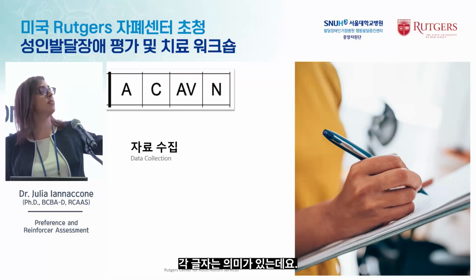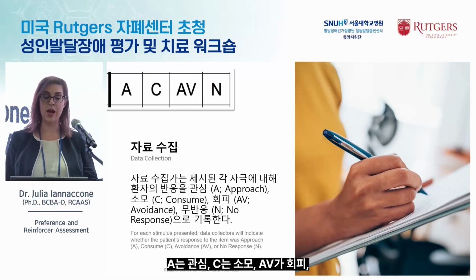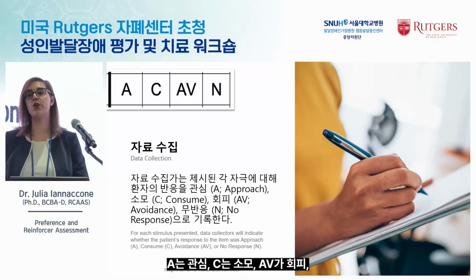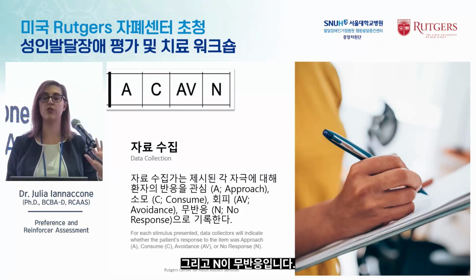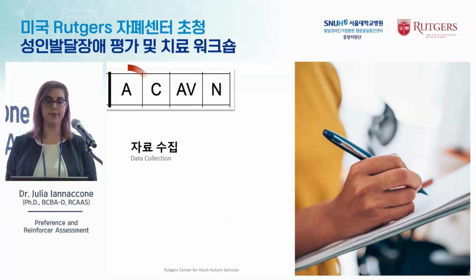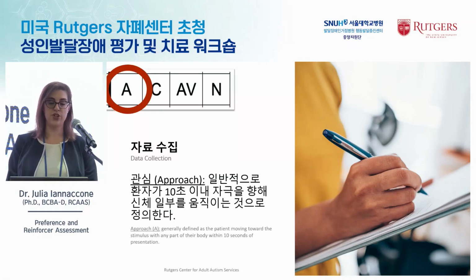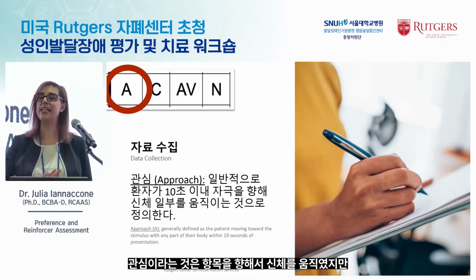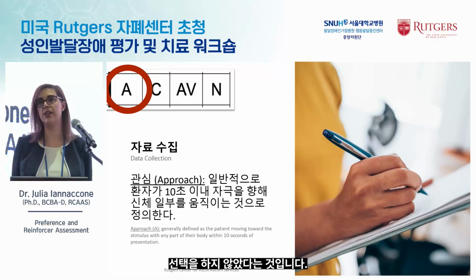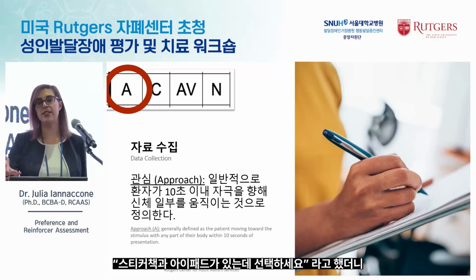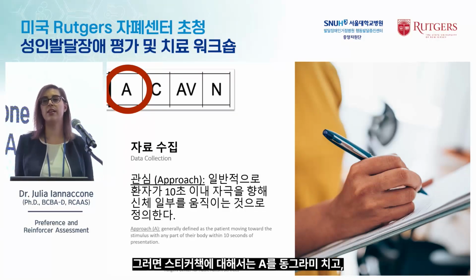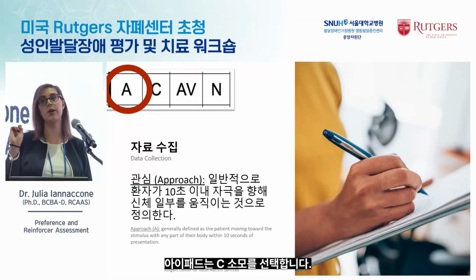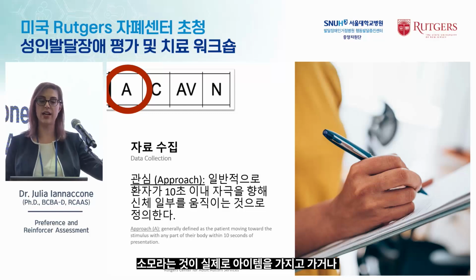Each of these letters stands for an option. A stands for approach, C stands for consume, AV stands for avoid, and N is no response. Approach means that they went towards the item, but they didn't actually pick it or engage with it or eat it. If we say, I have sticker book, iPad, pick one, and they start going towards the sticker book, but then they pick the iPad, for sticker book I would circle approach, but for iPad, I would circle consume.